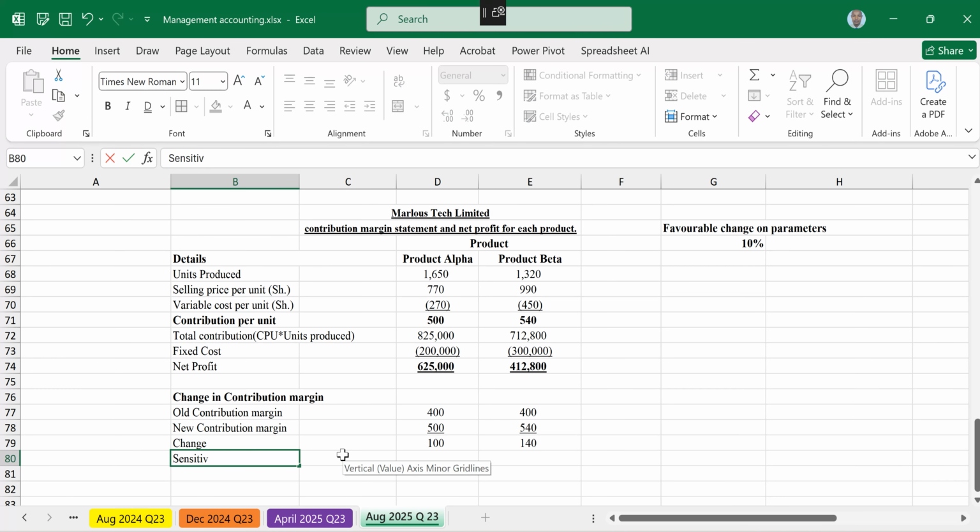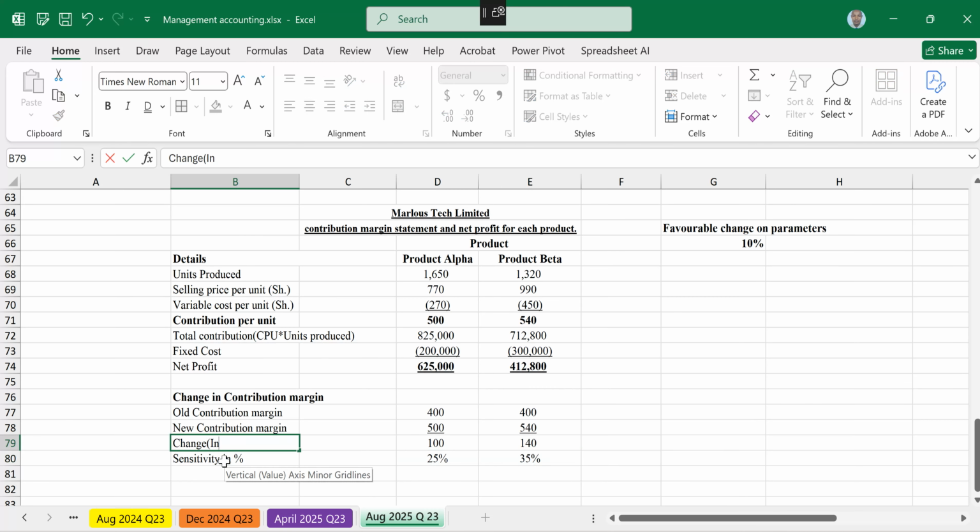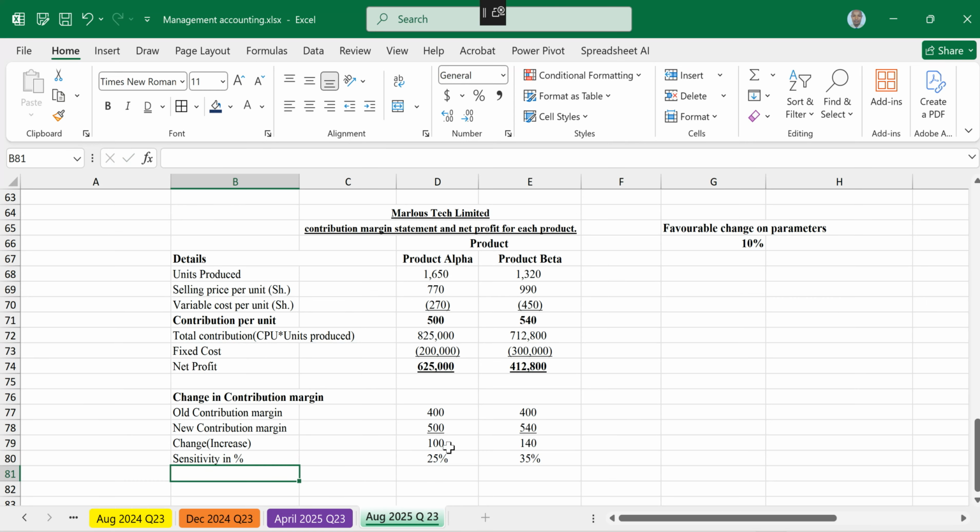Sensitivity in percentage. Now sensitivity in percentage will be the 100, remember it's positive, divided by the old one, which is 400. 100 divided by 400 is 0.25, so that's a percentage increase of 25%. The other one is a percentage increase of 35%. So this is the change, an increase, and the sensitivity in percentage is 25 and 35. That gives us the analysis of the change.